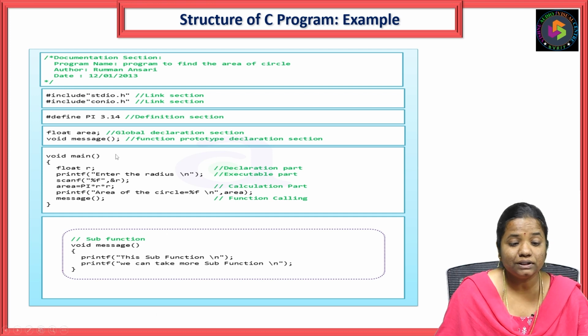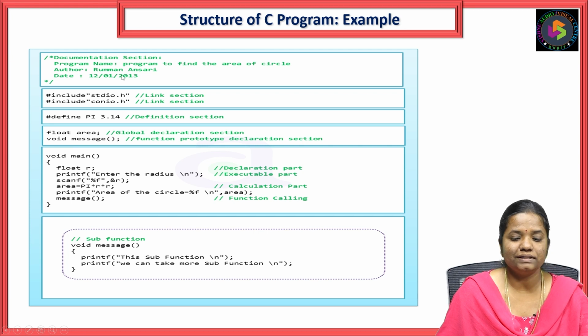Here, if you observe this structure of a C program, I already mentioned all the parts in our C program. First one is documentation section. The documentation section is always used to give the complete information about our program, writing about the details. For example, in this example, I have written 4 lines of comment. That is the reason the comment should start with slash star and end with star slash. Program name.